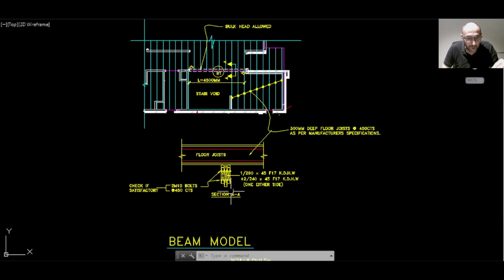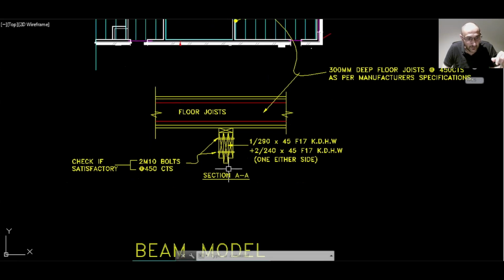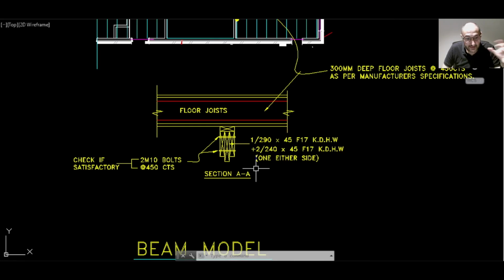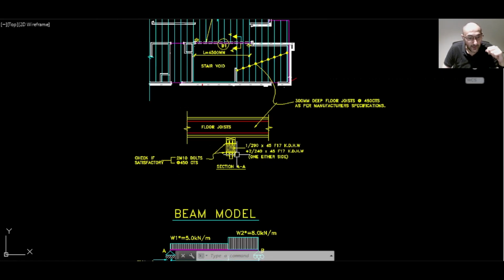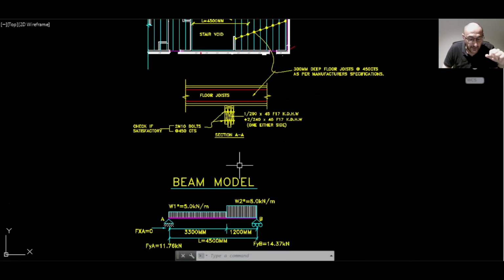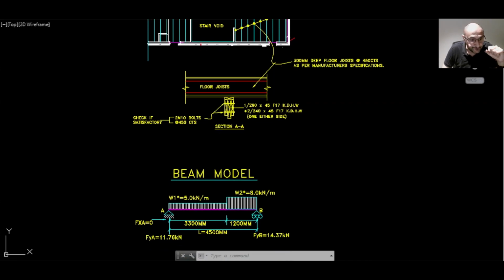The combined built-up members were made up of 3 elements, and we have this type of shape here. It's like a T-beam, a 290 by 45 F17 KD hardwood, and on either side there is a 240 by 45 F17. And the members are fixed together with M10 bolts at 450 millimeter centers. The combined members passed in serviceability and strength. Okay, so we looked at that. The aim, of course, is to check the connection and the fixings.